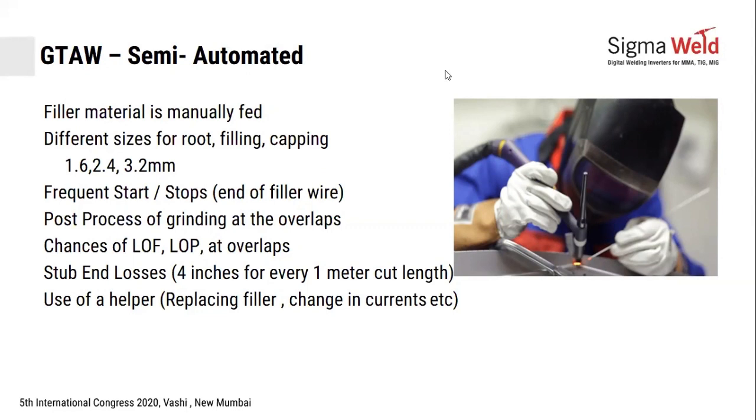Also, because there is a 1 meter long cut length, at the end of the cut length, around 4 inches at the end, the operator has to throw it away and pick up a new one. So that is also a waste of consumable, which is typically 4 inches per cut length of a meter. This can result in something like a 10% waste of filler wire material.